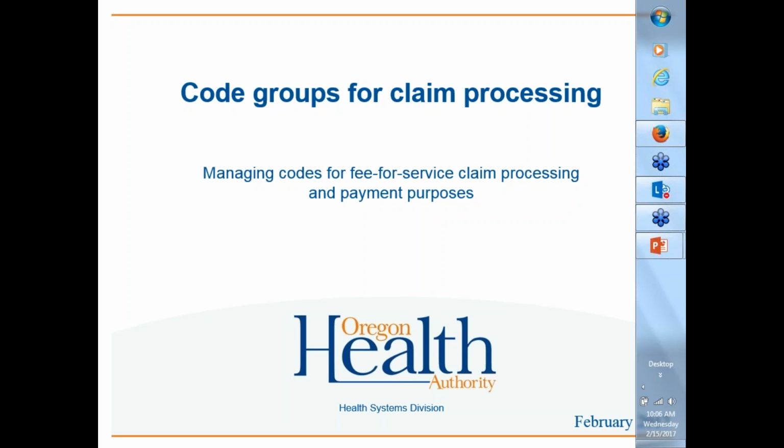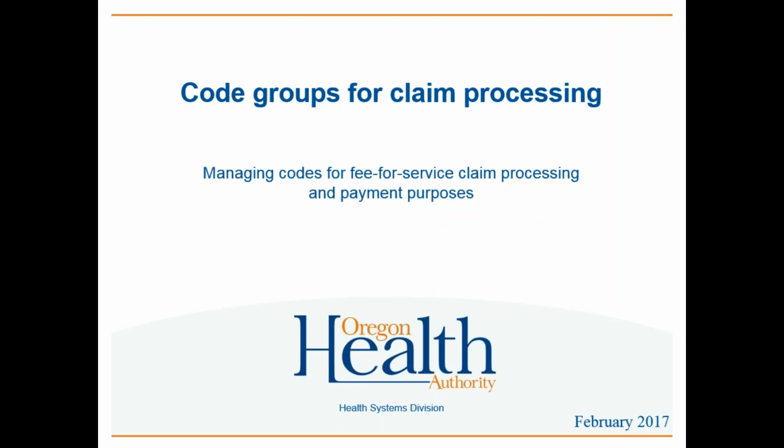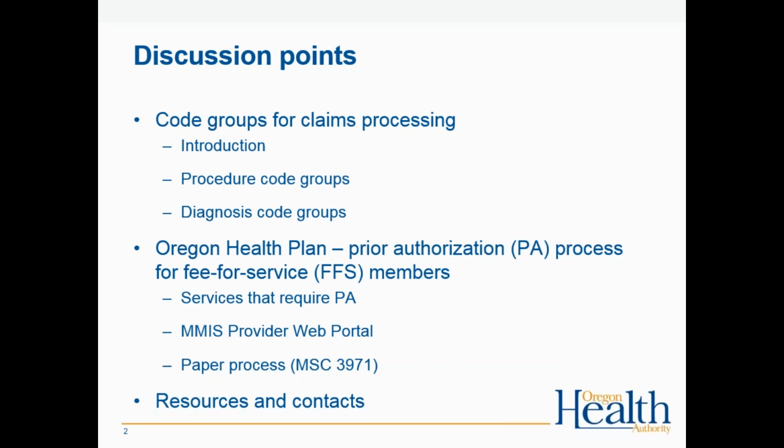Let's go ahead and get started with claim groups for claim processing after we go over the agenda, of course. Discussion points for today, we're going to have a brief introduction about the code groups. We'll talk about procedure code groups and diagnosis code groups. And then we're going to talk about the PA process for fee-for-service members. We're going to talk about how to know which services require prior authorization. We'll talk about the process on the MMIS provider web portal and also the paper process. And then at the end of the slideshow, we'll have some resources and contacts for you.